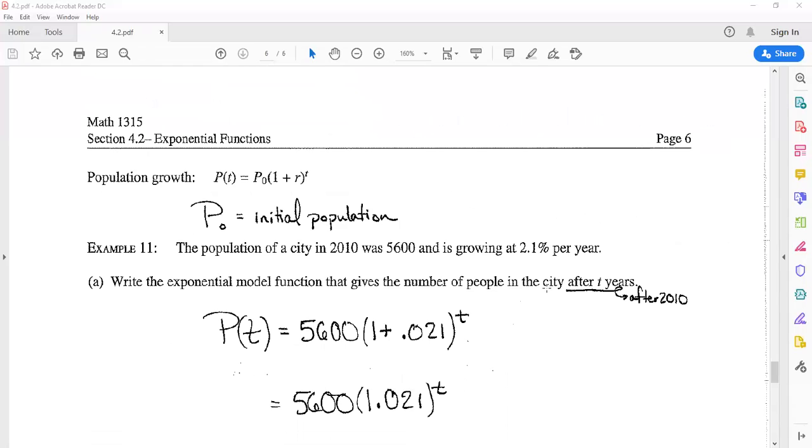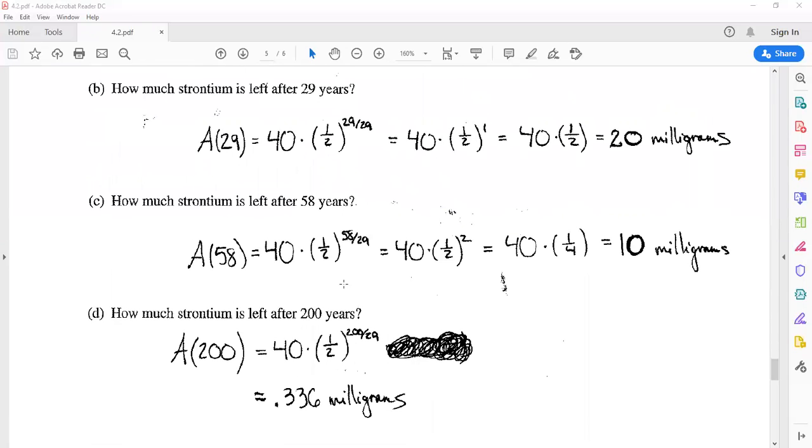Okay, and then this last one is a little bit different. They don't give us a number that is a multiple of 29. That's fine. We'll just have to take to our Texas Instrument for this guy. So they ask us how much strontium-90 is left after 200 years. And that is the new amount after 200 years is 40 times 1/2 to the 200 over 29, which my Texas Instrument told me was roughly 0.336 milligrams.